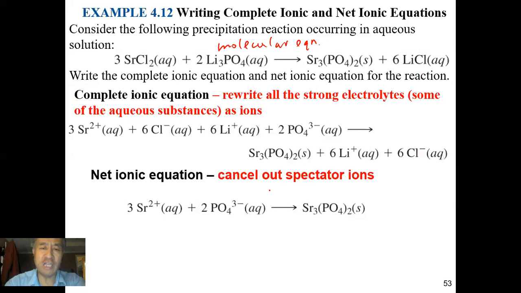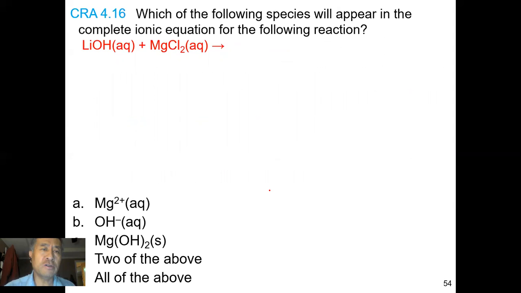So this is CRA 4.16: which of the following species will appear in the complete ionic equation for the following reaction? I only give you 2 reactants for this reaction. You have to be able to swap the ions and get the possible product. So the first reactant has Li1+, and the second reactant has Cl1- ion. So this will be the possible product.